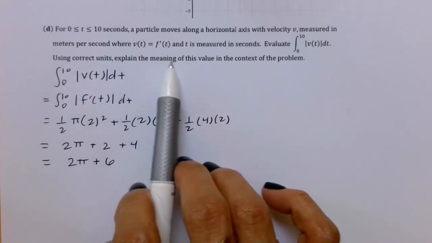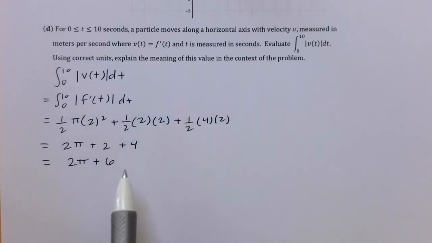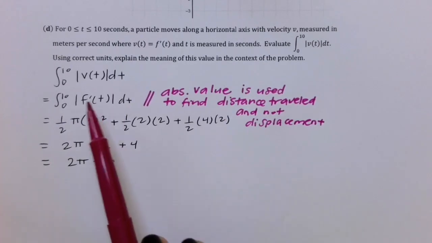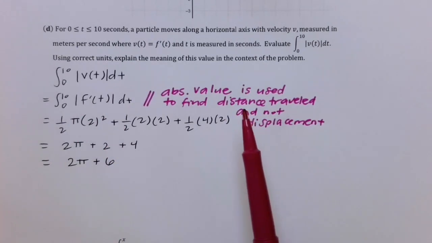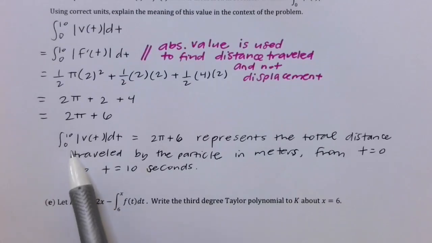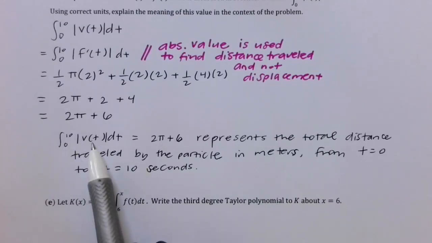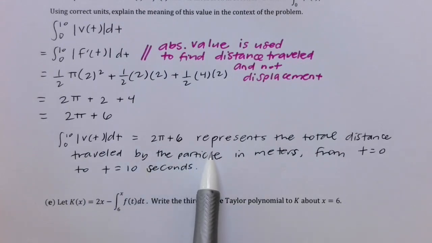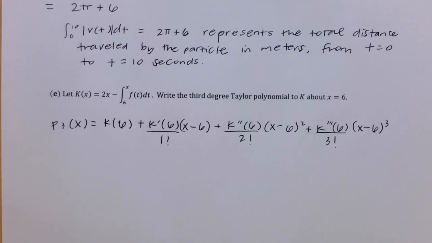With units, we want to explain the meaning of the value that we just found in context to the problem. So I just made a note that when you have the absolute value of the function, to find distance traveled, not displacement. So I wrote this out: the integral from 0 to 10, the absolute value of v of t equals 2 pi plus 6, represents the total distance traveled by the particle in meters from t equals 0 to t equals 10 seconds.